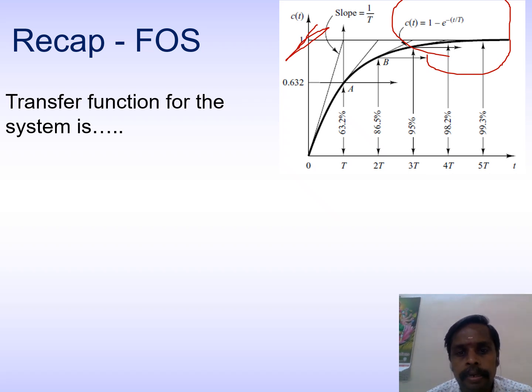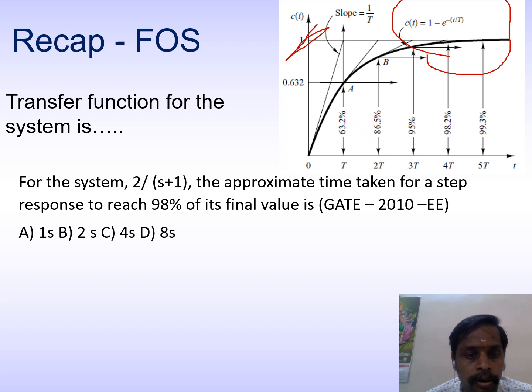So in here the transfer function is 1 by tau s plus 1, where the output response is settled at 1. In which time is it settled? At 5 time constants. The output is settled at 1. Okay. So the transfer function for this one is 1 by s plus 1, and it is a GATE question.